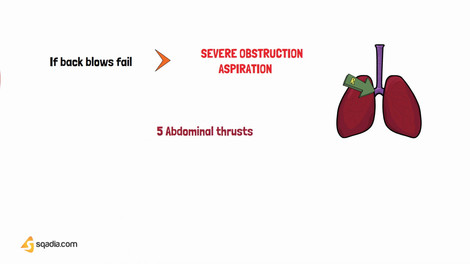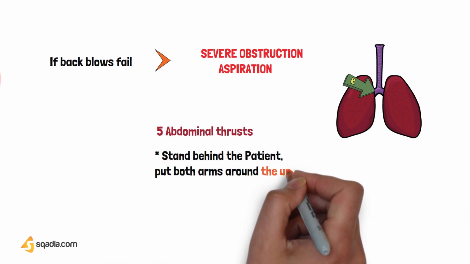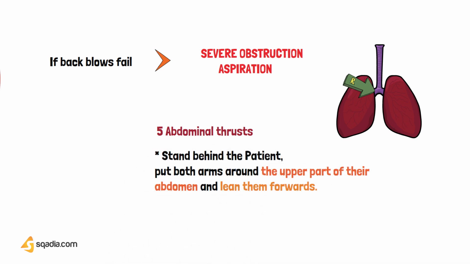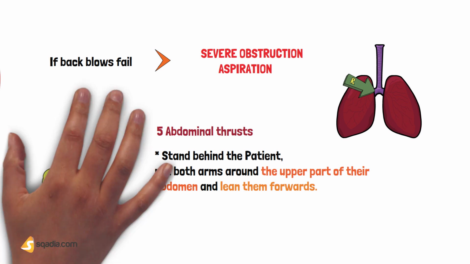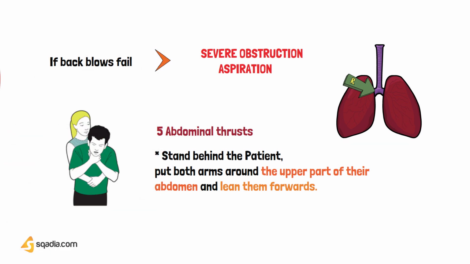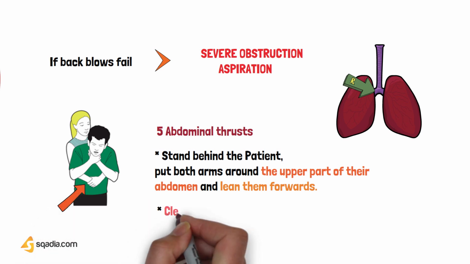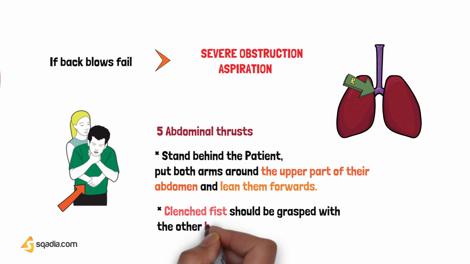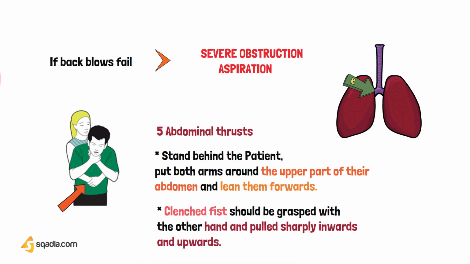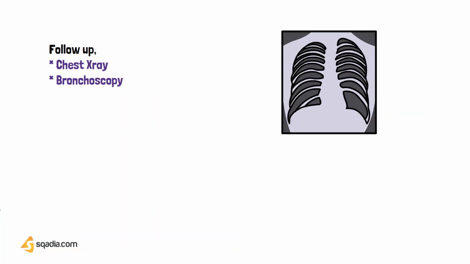This is done by standing behind the patient and then we have to put both arms around the upper part of their abdomen, as we can see in this picture, and we're going to lean the patient slightly forwards. Then we're going to clench our fist and grasp it with the other hand and pull sharply inwards, and we're going to give 5 abdominal thrusts. Once the patient has recovered and the object has been coughed up, we're going to refer the patient for chest x-ray and bronchoscopy to make sure that the object has been coughed up.